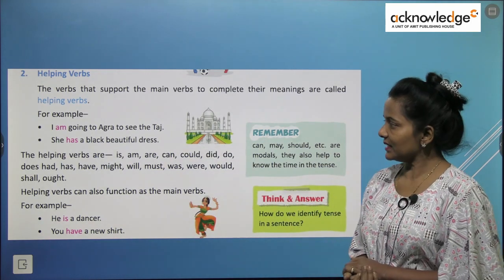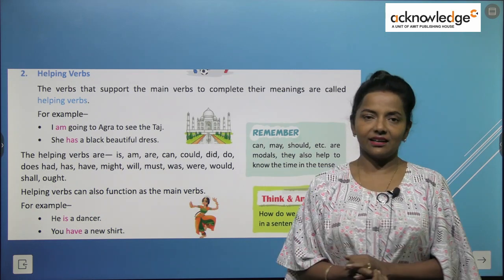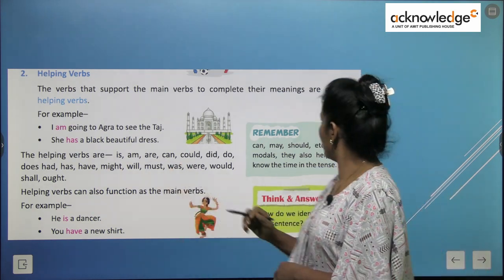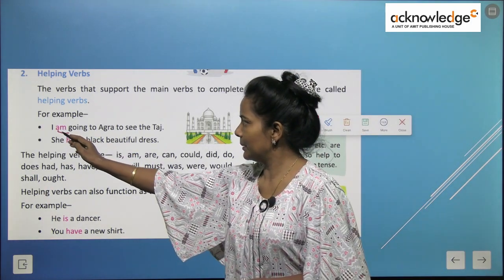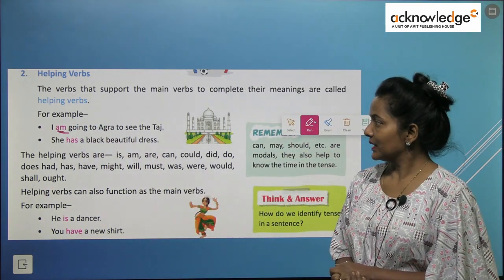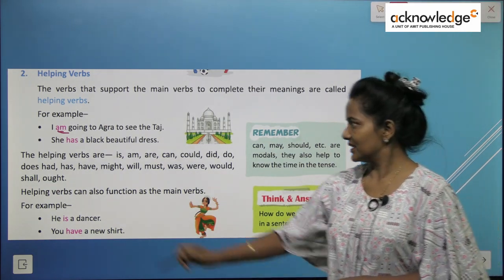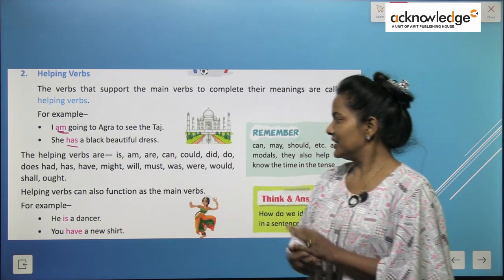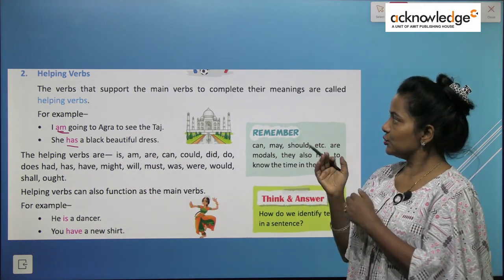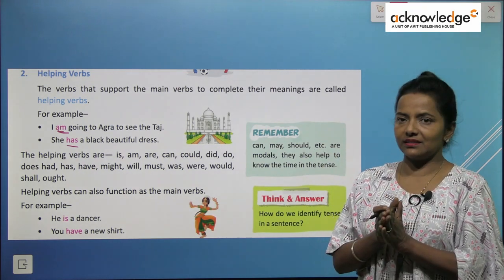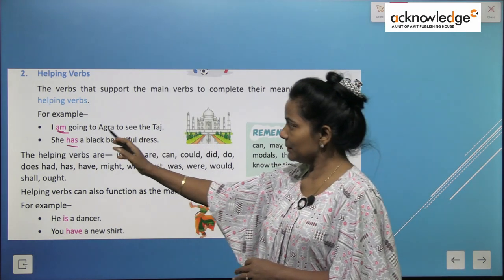चलिए सेंटेंसेस पढ़ते हैं. आई एम गोइंग टू आगरा टू सी द ताज. हियर व्हिच वर्ड हैज बीन हाइलाइटेड? एम. एम इज हाइलाइटेड हियर. शी हैज अ ब्लैक ब्यूटिफुल ड्रेस. Has. Now children, here क्या बोला था अभी? हेल्पिंग वर्ब क्या होते हैं? जो कि मेन वर्ब को सपोर्ट करते हैं उसके मीनिंग को कंप्लीट करने के लिए.